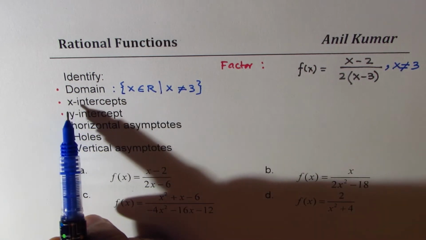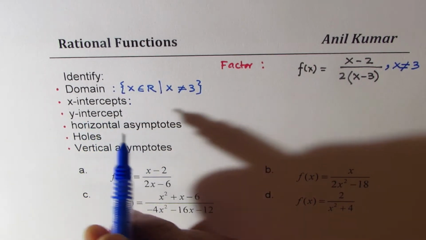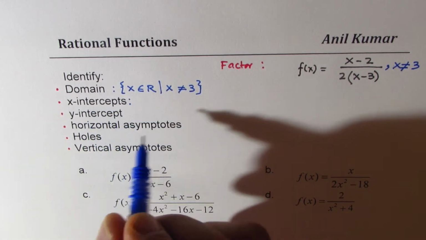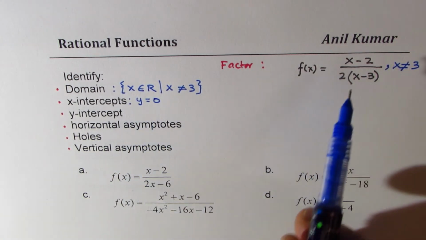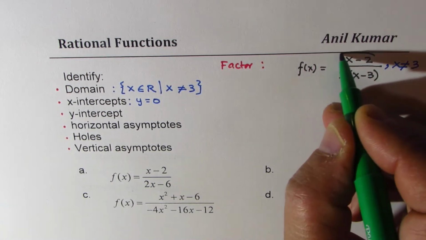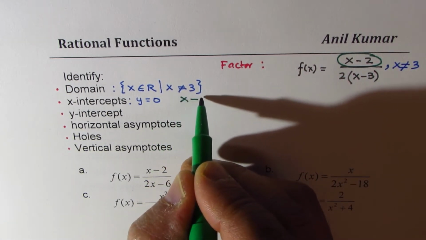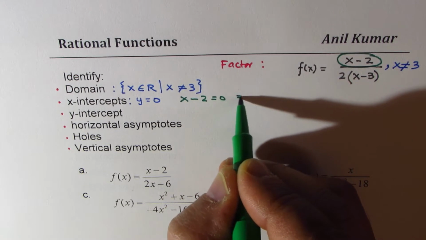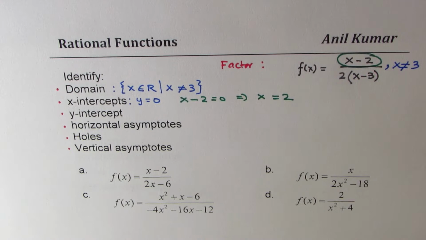Now let us see how to find the x-intercept. The x-intercept is a point where the graph crosses the x-axis. So at this point, y equals 0. To get y equals 0, what should I do? I should equate x minus 2 to 0, right? So I will write x minus 2 equals 0. That gives you x equals 2, correct? So the x-intercept will be at (2, 0), correct? So we get our answer.